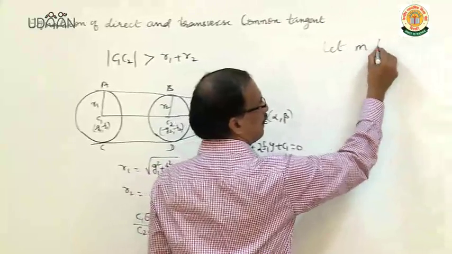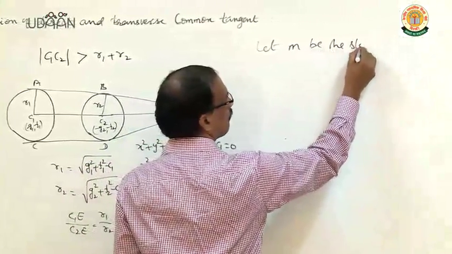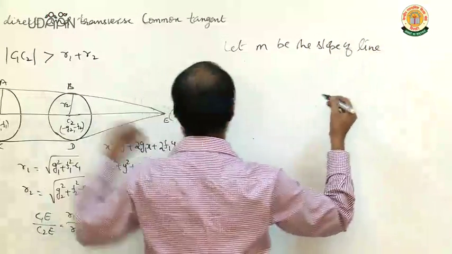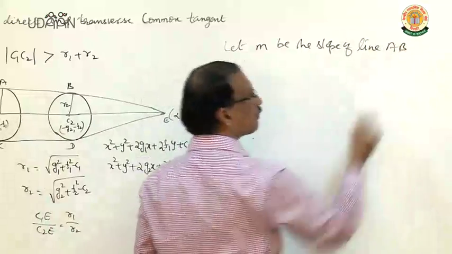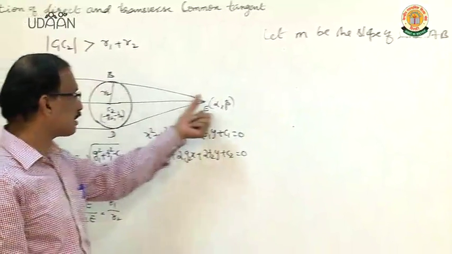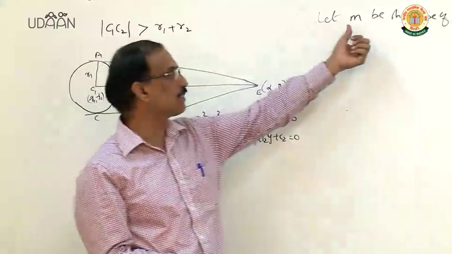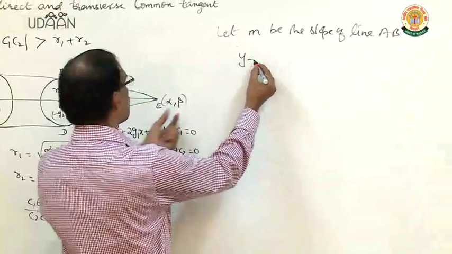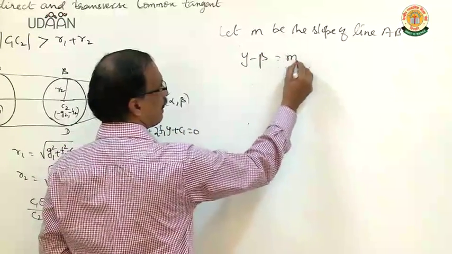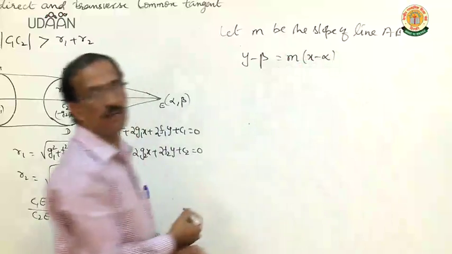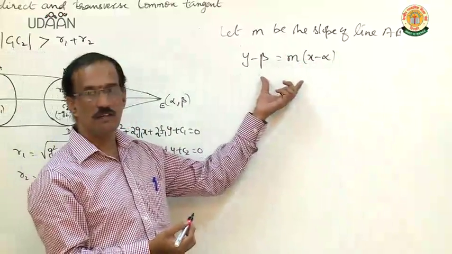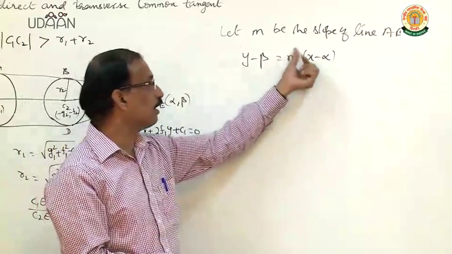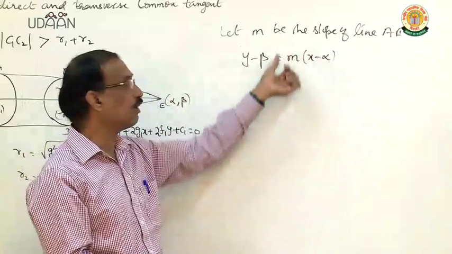Let m be the slope of the line, or we say common tangent AB. This common tangent is passing through E and the slope is given m. So, we get the equation of a line as y minus beta equals m into x minus alpha. This you get as the equation of the tangent AB. Now, we have to get the value of m. How to get the value of m?